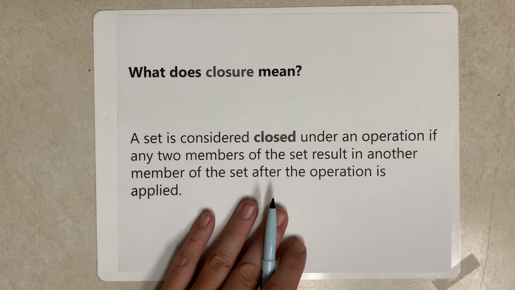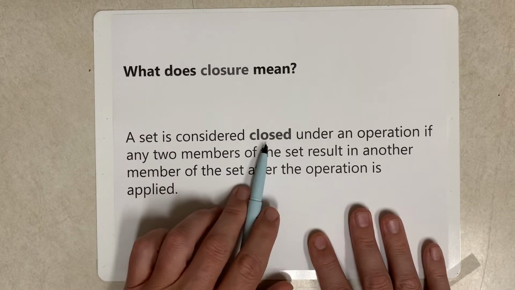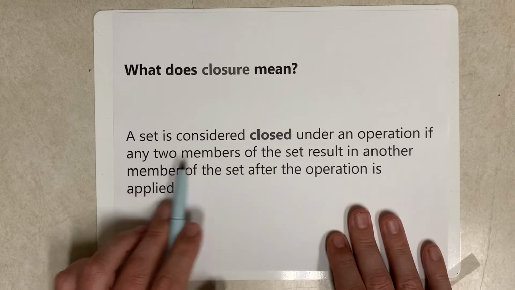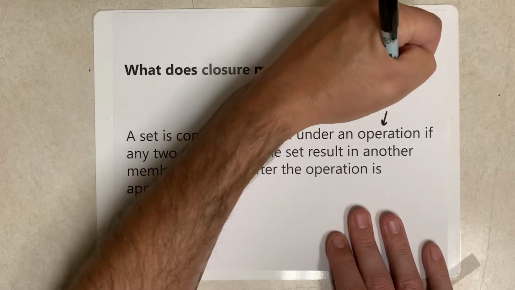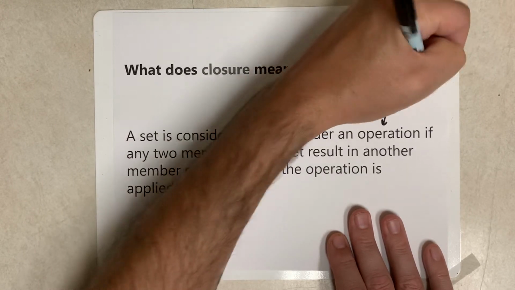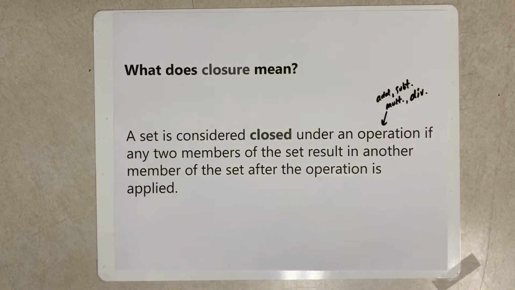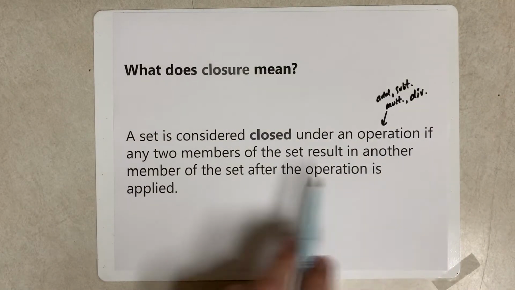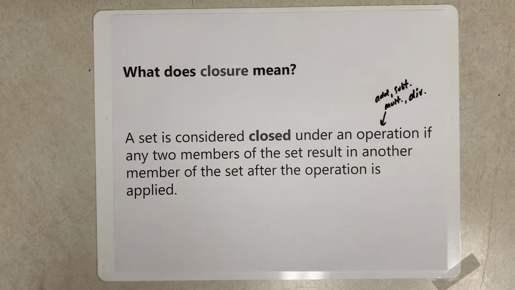All right, so let's talk about closure. What does closure mean? A set is considered closed under an operation, where an operation would be addition, subtraction, multiplication, or division, if any two members of the set result in another member of the set after the operation is applied.